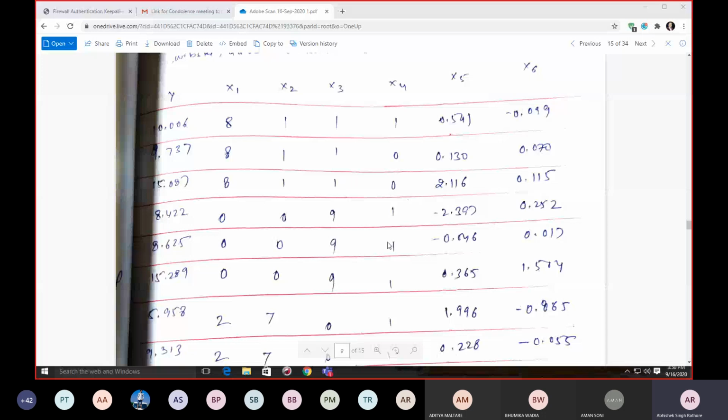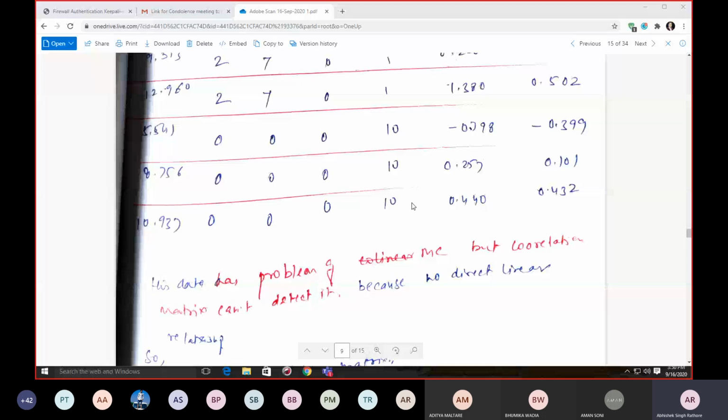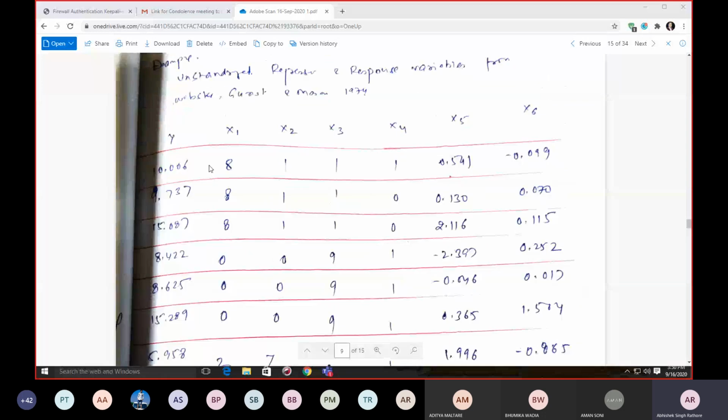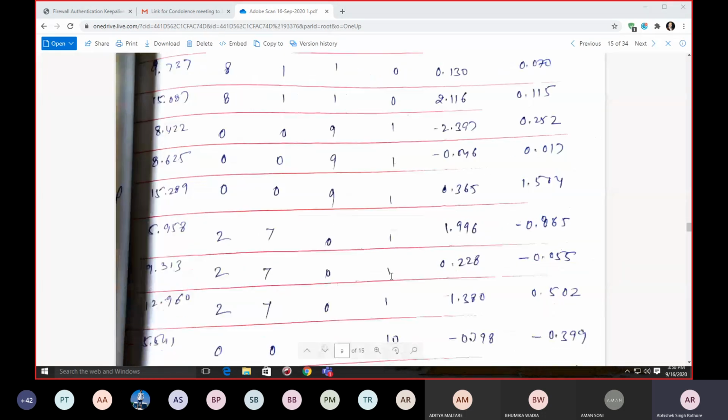Now this data suffers from multicollinearity, but when we check whether there is a direct relationship between some elements, I could not identify if there is a linear dependence between these two columns, because here it is 1, here it is 1, and here it is 0, and it is 1 again. So we cannot identify where some collinearity exists, but there does exist collinearity.